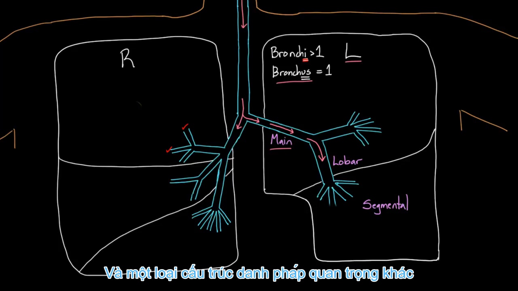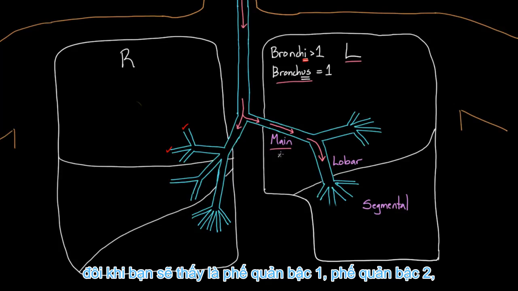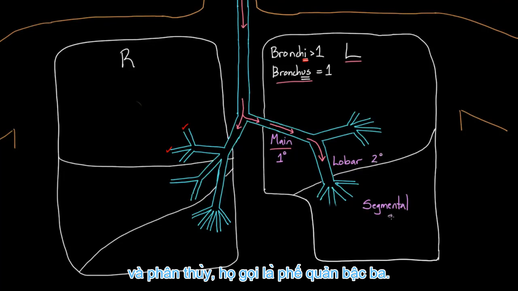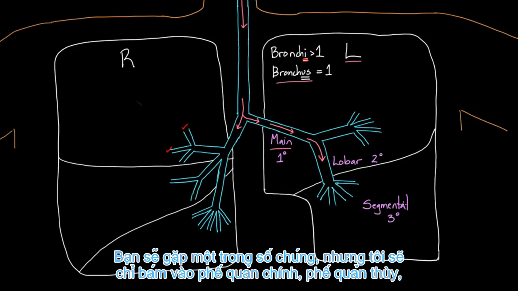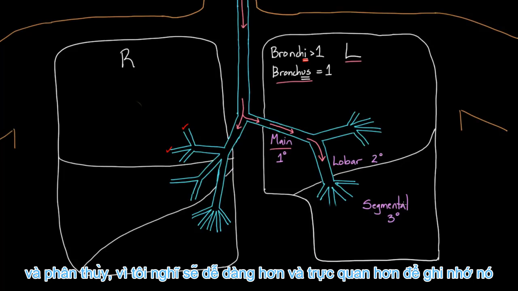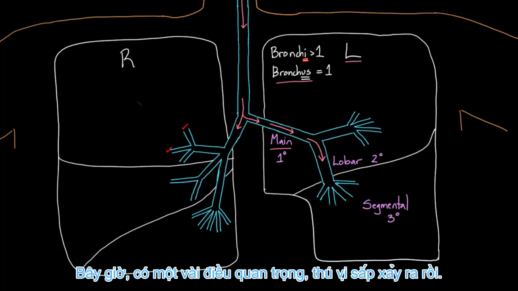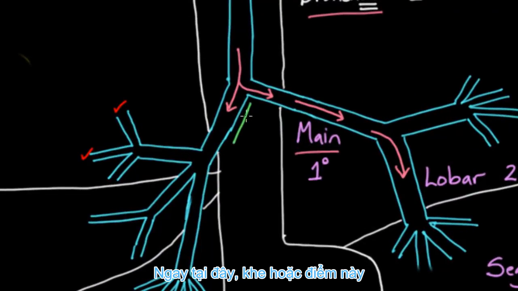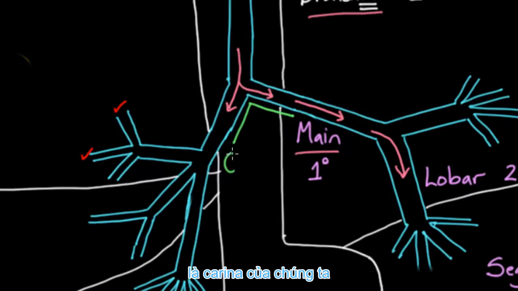And another kind of important naming structure you'll sometimes see is primary bronchus, secondary bronchus, and segmental they call tertiary bronchus. So you'll see either one of those, but I'm going to stick to main, lobar, and segmental because I think it's a little bit easier and more intuitive to remember it that way. Now, there are a couple important, interesting things happening already. So right here, this notch, or this point right here, this is our carina.